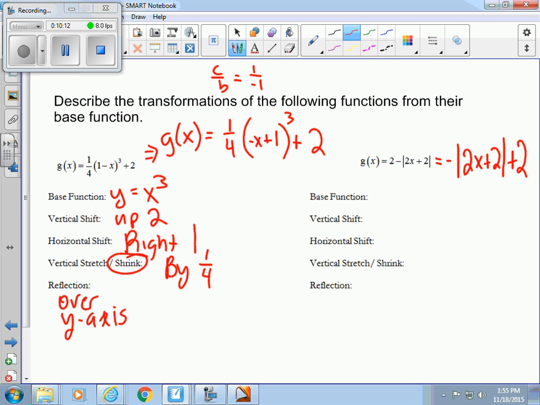So I'm just going to move that +2 to the back. That way it looks like the other options. It's not a requirement that you do that, but it will make your life easier.